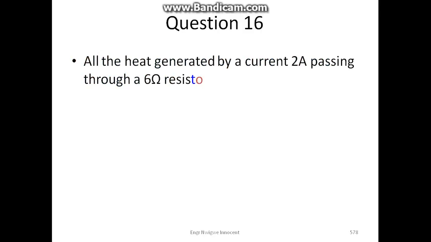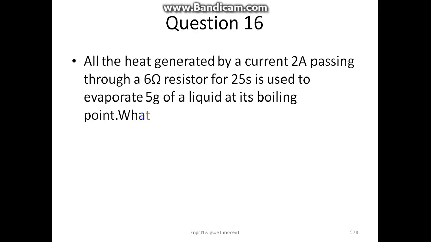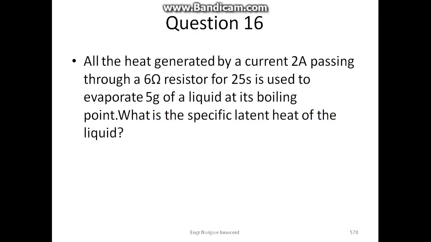All the heat generated by a current of 2 amp passing through a 6 ohms resistor for 25 seconds is used to evaporate 5 grams of a liquid at its boiling point. What is the specific latent heat of the liquid?